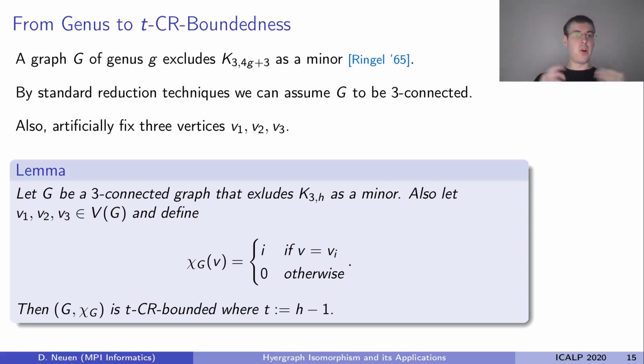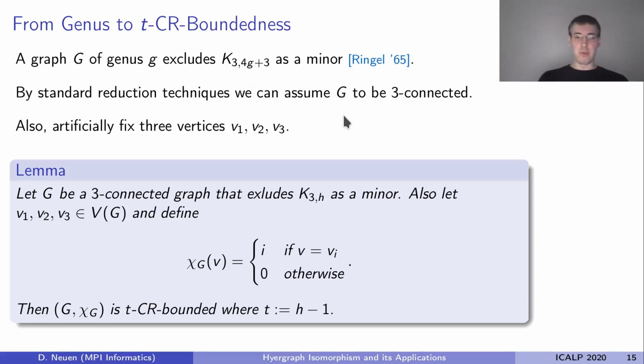Okay, so I won't define graphs of bounded genus here, or the genus of the graph, but let me just state the main property that we are going to exploit, which is that graphs of genus g exclude certain bipartite graphs as minors. Specifically, they don't have a complete bipartite graph on 3 and 4g plus 3 vertices. As a well-known example, you can think of planar graphs, which are graphs of genus 0, which exclude K3,3 as a minor.